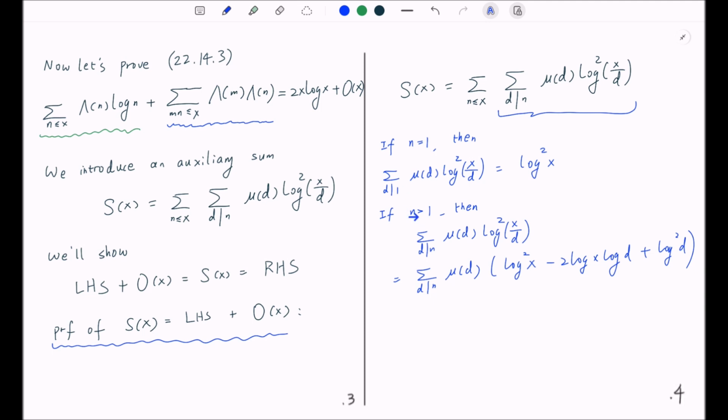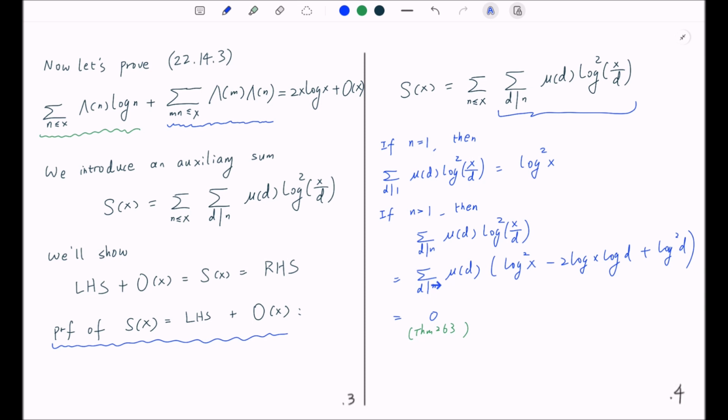Because when n is bigger than 1, the summation of mu of d for d ranging over all divisors of n is equal to 0. So the first of the three terms is equal to 0. Specifically, this is by theorem 263 in our previous section.